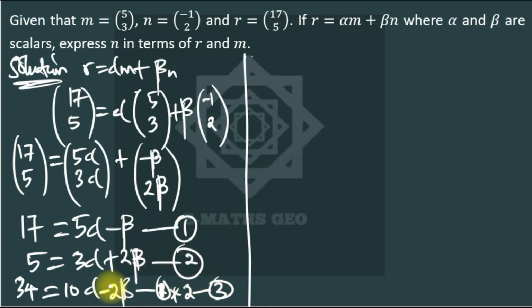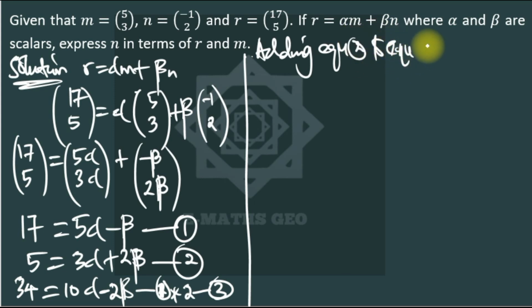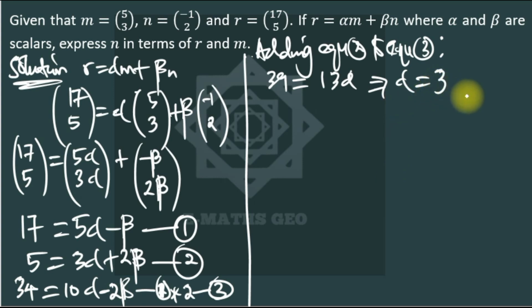We want to eliminate beta, so we'll add equations 2 and 3. We'll have 5 plus 34 is 39. 3 alpha plus 10 alpha is 13 alpha, and 2 beta plus minus 2 beta is 0. So what do you have to say? Alpha is 39 over 13, which is 3. So we've gotten the value of alpha.